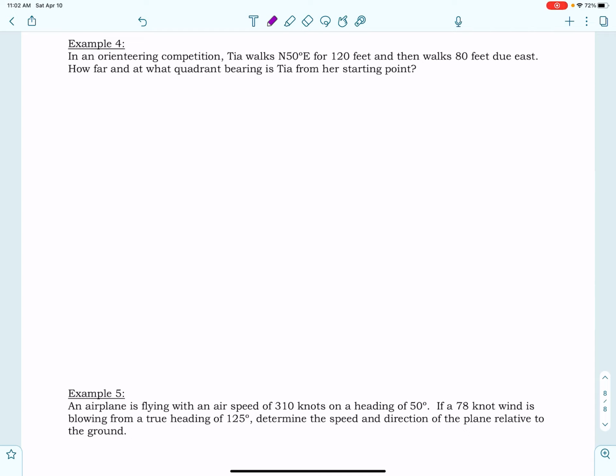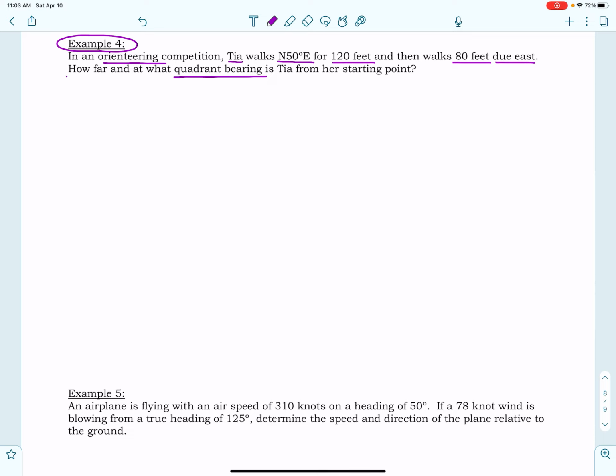Okay, pre-calculus, in this video we are still looking at our vector unit 9.3 and we are looking at example 4 in our notes, more speed and direction, but this time it's going to be a little bit different. So we have an orienteering competition and Tia walks north 50 degrees east for 120 feet and then she walks 80 feet due east. How far and at what quadrant bearing, so we are looking at a directional bearing here, not a true bearing, is Tia from her starting point?